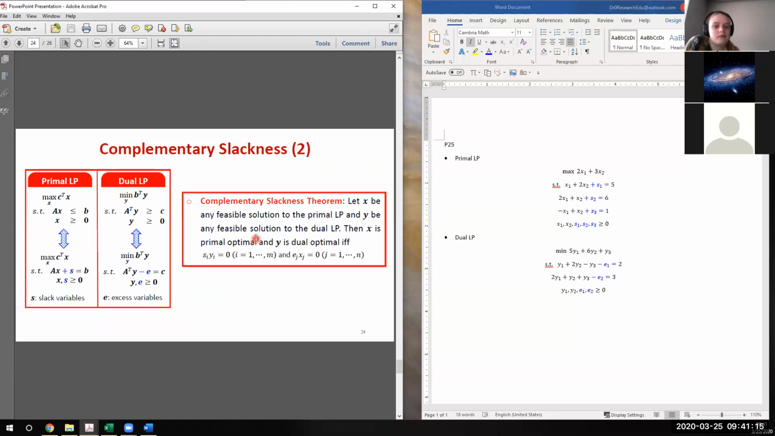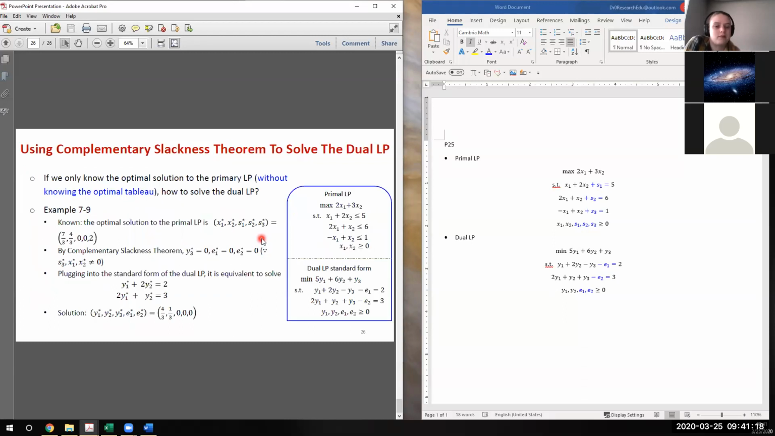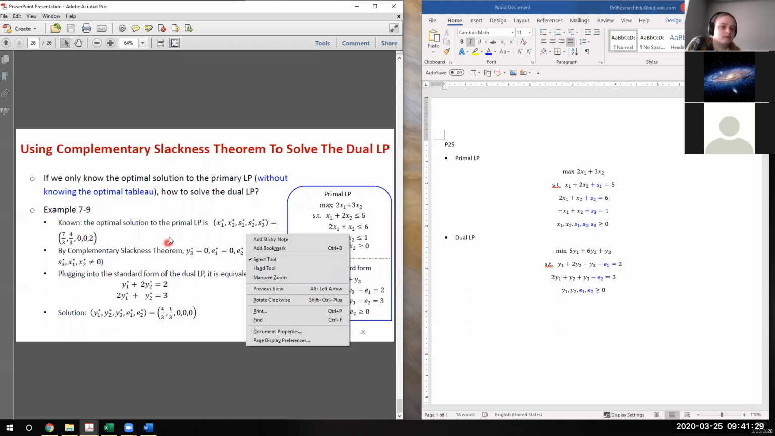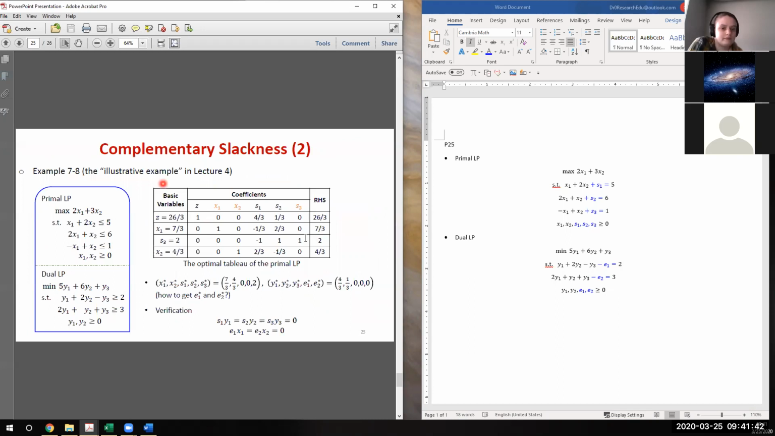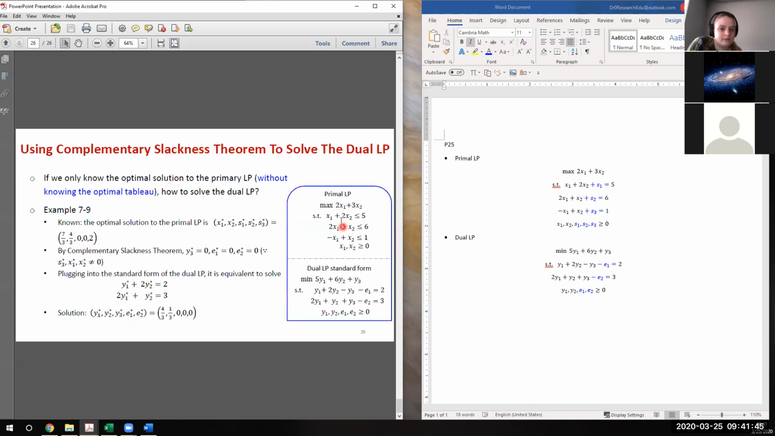Okay. Now let's see one more example, which is the last example of this lecture. Another interesting thing for the complementary slackness theorem is that if I just know the optimal solution, I don't know the tableau, I can easily solve the dual LP. Let's have a look at this example. Pretending that I don't have this tableau, but I do have the optimal solution to the primal LP as 7/3, 4/3, 0, 0, 2. Now I want to ask, what is the solution to the dual problem?